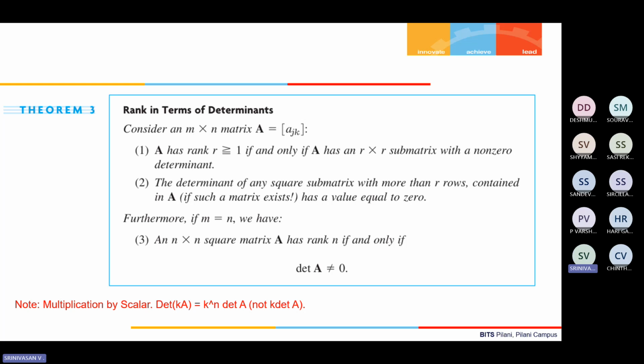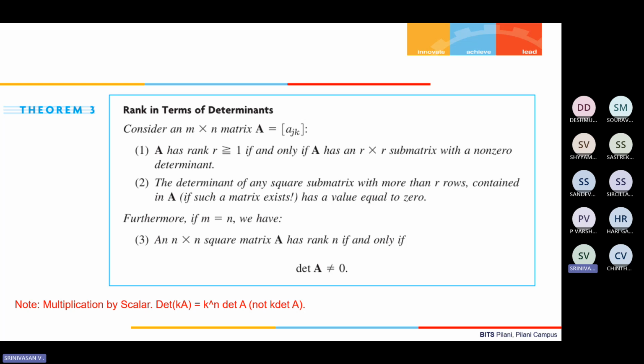Find its determinant. If it is 0, don't conclude that the rank of A is not equal to 2, because you may be able to take another square submatrix whose determinant is non-zero, or this one, or this one. So if there is at least one square submatrix of order 2 by 2 whose determinant is non-zero, then that gives the rank of A to be 2. And there are only 4 such possibilities for a matrix of order 3 by 3.